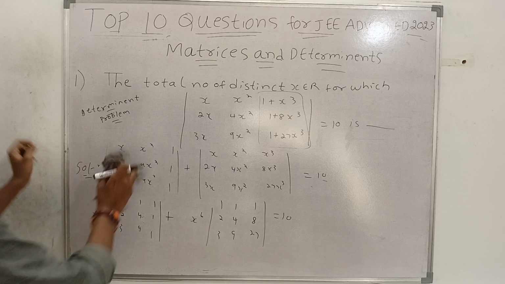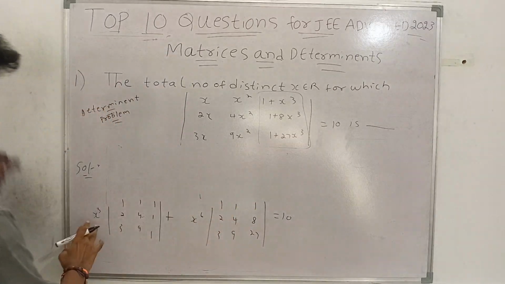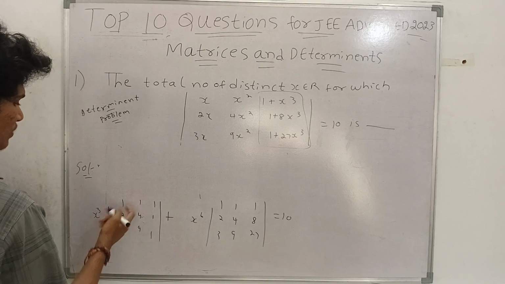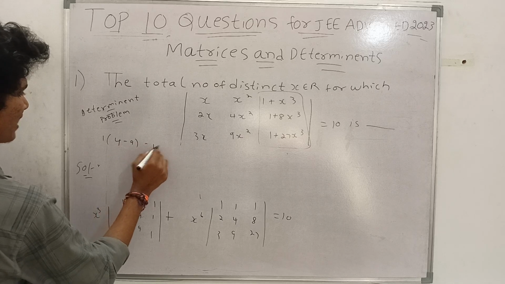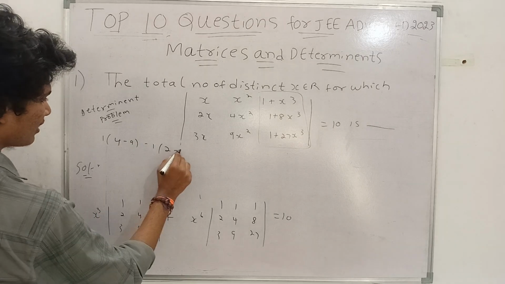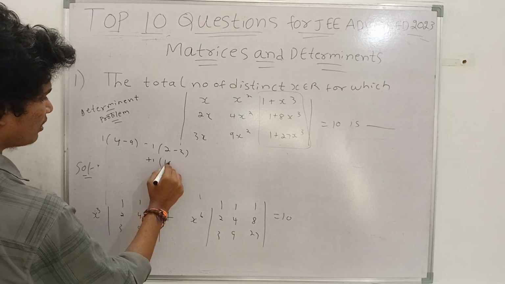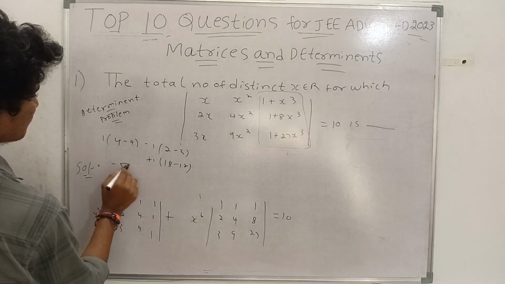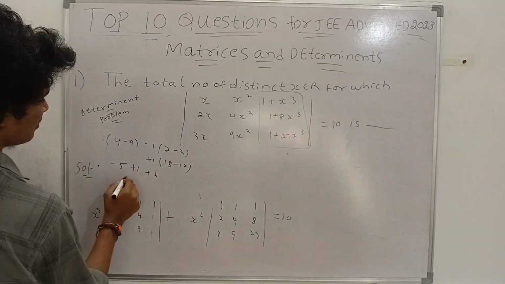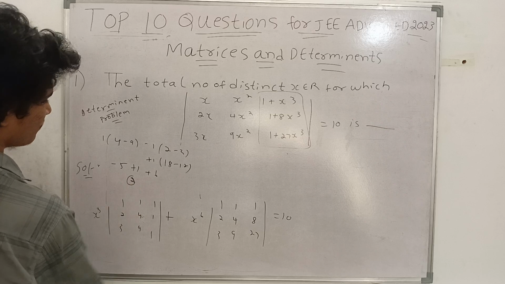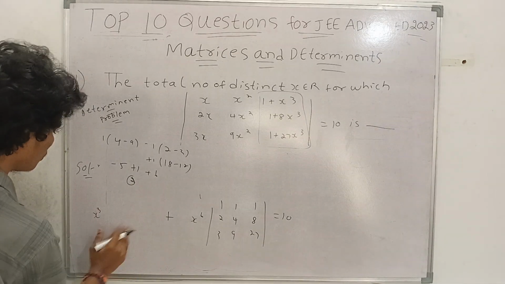I am rubbing the previous one so that I can write here x cube into the determinant for this. What is the value of the determinant here? 1 into 4 minus 9, minus 1 into 2 minus 3, plus 1 into 18 minus 12. So how much is it? Minus 5. Here it is minus 1, it is plus 1, and here it is plus 6. So the answer will be 2. So for this total it is 2, so I can replace it here with 2.